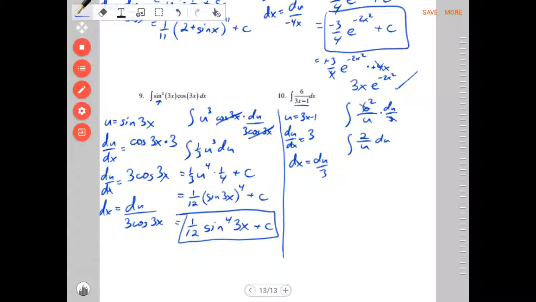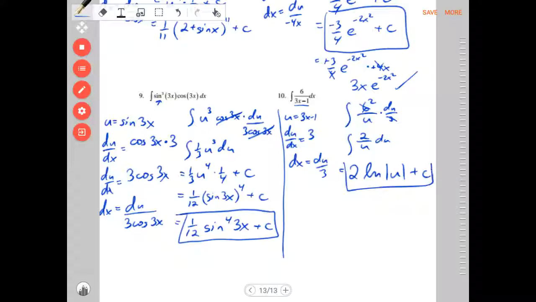There's a single u on the bottom, right? So if we raise the exponent by 1, we get u to the 0. So that's what tips you off to saying this is a ln. So this equals, we'll leave that 2 there. So 2 ln, remember, this is absolute u, is how these work, plus c. Okay, awesome.